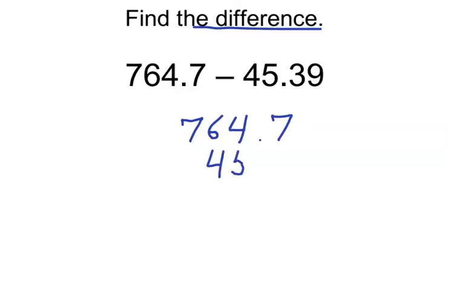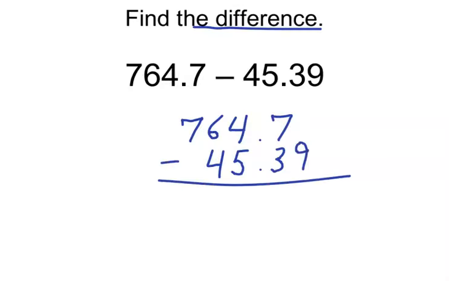Okay, now we need to find the difference. Well, that means we're subtracting. There it is. There's the subtraction sign. We do have decimals. If we're adding or subtracting with numbers that have decimals, we have to line them up. Yes, we do. So we have 764.7 minus, okay, we have to have the decimals lined up, so the 45 would have to go there, 0.39.